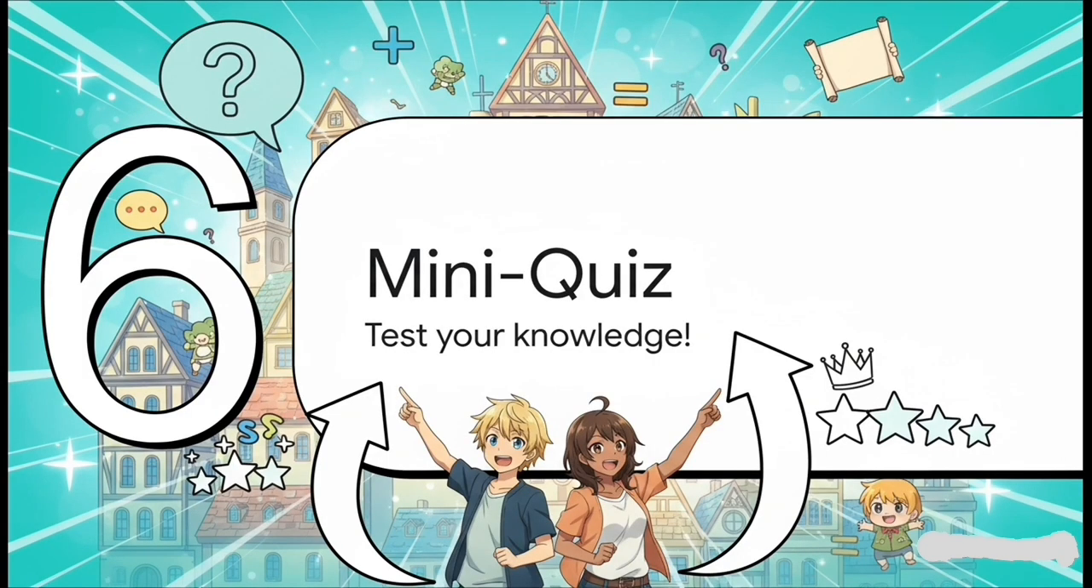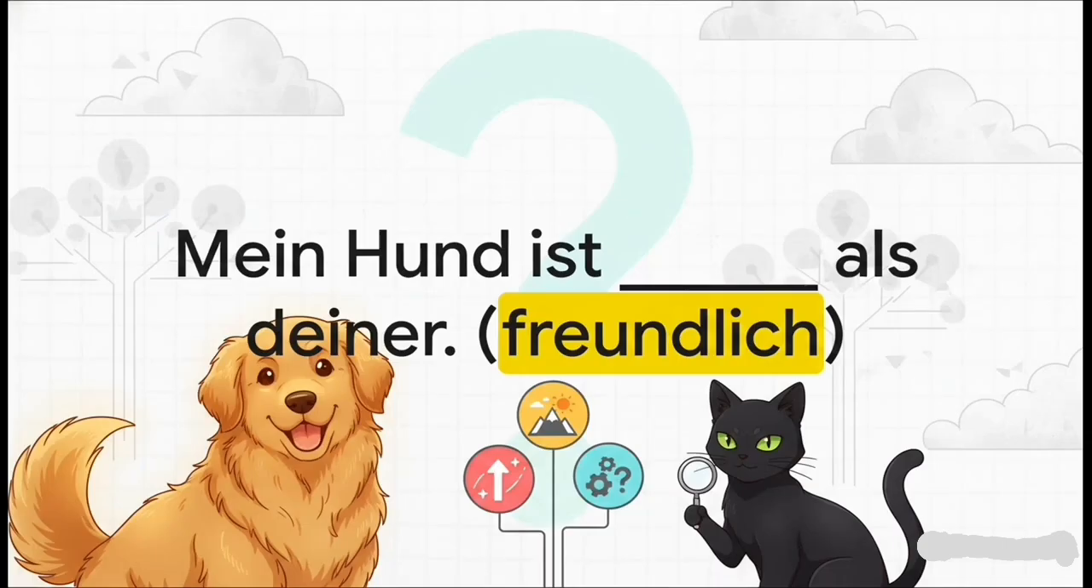Okay, you've listened patiently. Now it's time to see what stuck. I'm going to give you a sentence with a blank. You think of the answer, and then I'll tell you what it is. Ready? Let's do this. My dog is friendlier than yours. The adjective is friendly, meaning friendly. What's the comparative form? I'll give you a second. It's friendlier. A nice, simple, regular comparative with that -er ending.